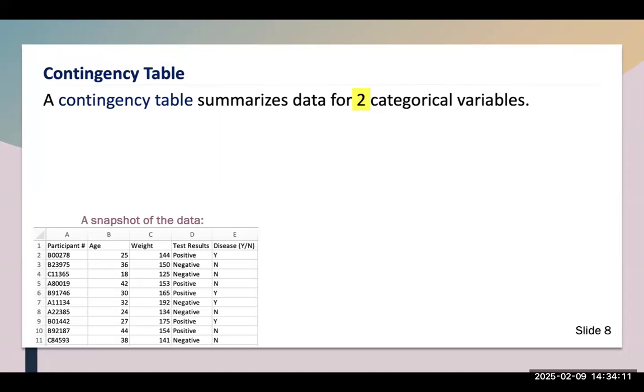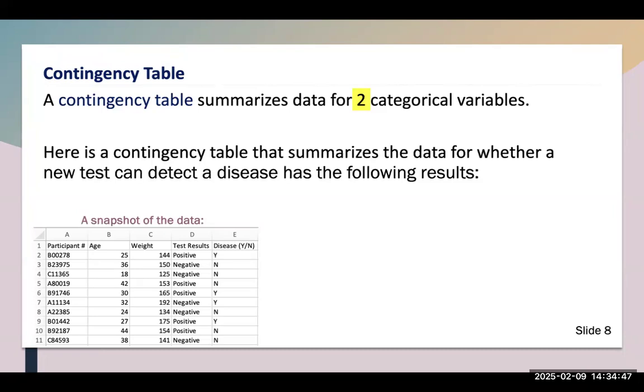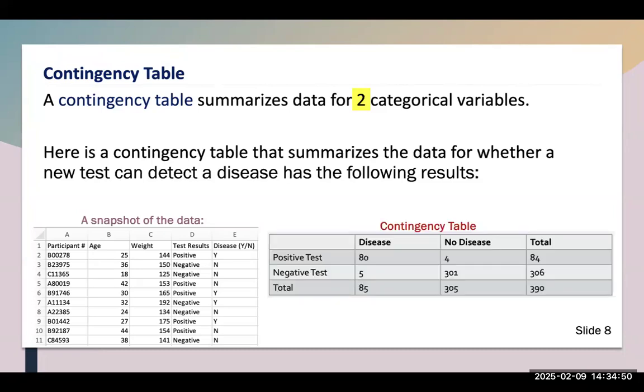So for example, I have this data, which is about a brand new test. Maybe some company is trying out a COVID test or something like that, where they have participants who either have a disease or don't have a disease, maybe it's COVID, and when they took the test, whether they got a positive or negative result. Okay, so let's say I want to compare the test results with whether or not they have the disease. This is categorical data, and we can't make a scatter plot, but what we can make is something called a contingency table, which is just a table that summarizes all of this data.